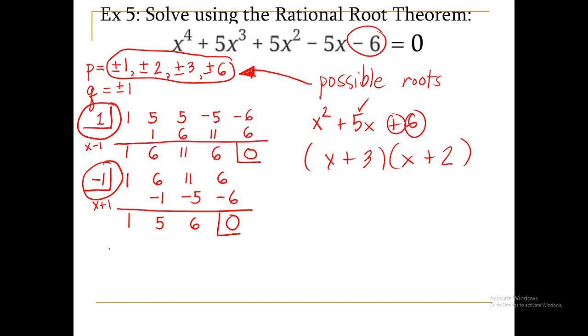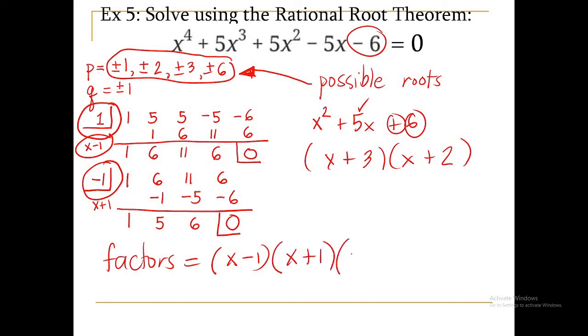So, let's write our factors now. What will be our first factor here? x minus 1, from our first synthetic. Next. x plus 1. Next, from the result of the factoring, x plus 3, sir. And x plus 2, sir. x plus 2. There you have it.